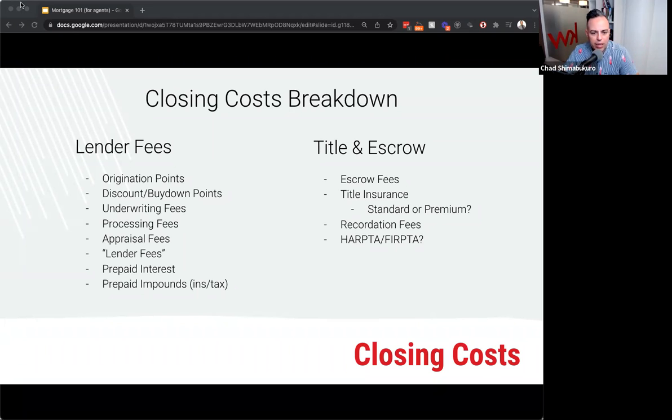That being said, the discount and buy down points are fees that a lender will charge to get an interest rate that's lower than the market currently offers. And so the first question is, does it make sense to do that? It depends entirely on their circumstance.